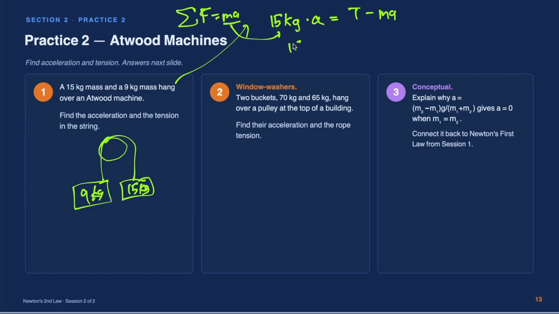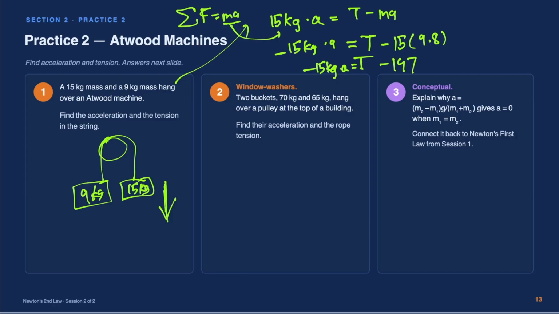So 15 kg times acceleration. And if I want to consider the downward direction as the negative direction, it's going to be negative 15 kg times acceleration is equal to T minus m, which is just 15 times 9.8. Okay, which should give me negative 15 times 9.8. So this should be negative 15 kg times acceleration is equal to tension minus 147.